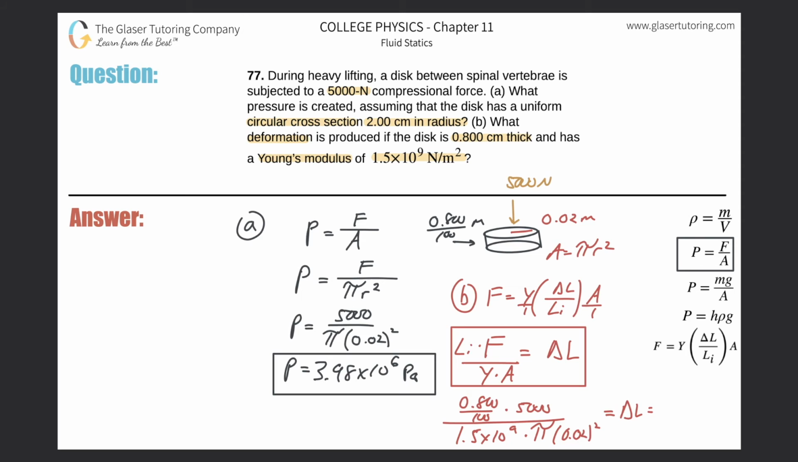Let's plug it in. So 0.8 divided by 100 times 5,000. Then divide this whole thing by 1.5 times 10 to the 9th times pi times 0.02 squared. Close those parentheses. And we now get a deformation of 2.12 times 10 raised to the 5th. Negative 5th. Well, the positive wouldn't make any sense, right? How could it have compressed 200,000 meters when it is only that big? So it's times 10 to the minus 5. That's in terms of meters.